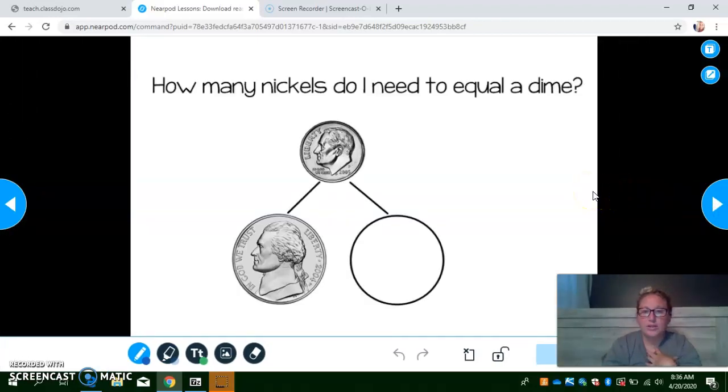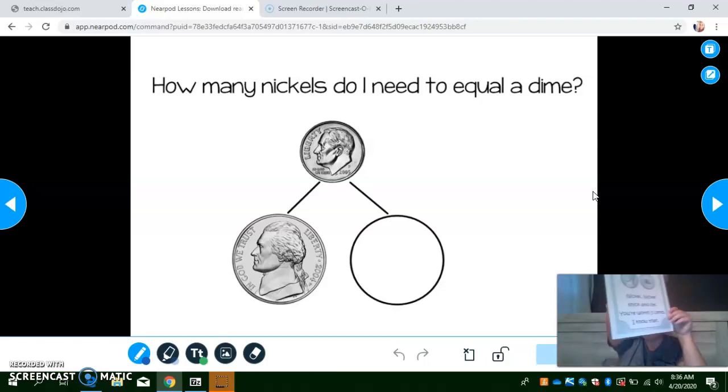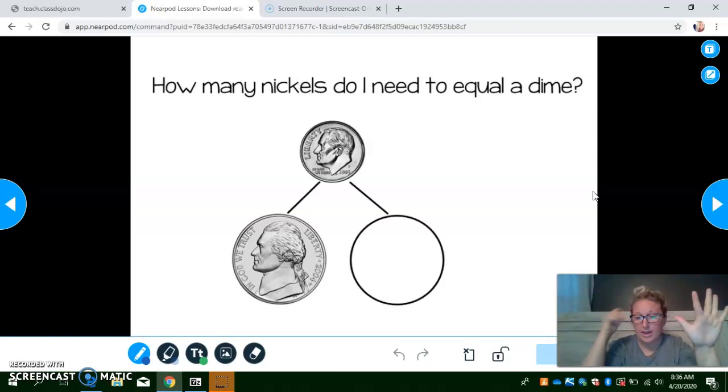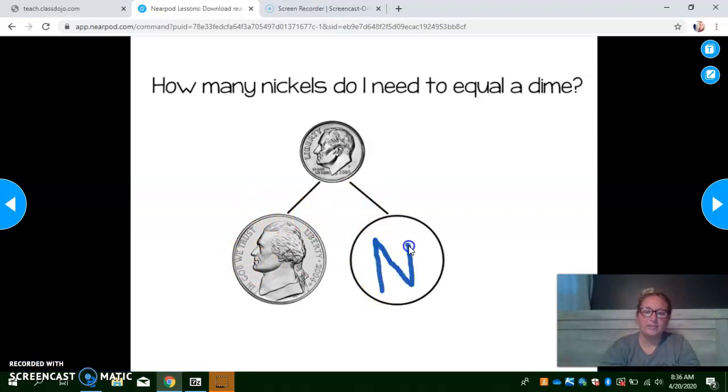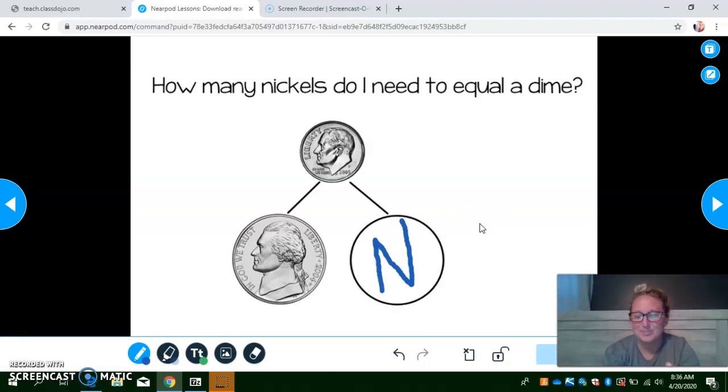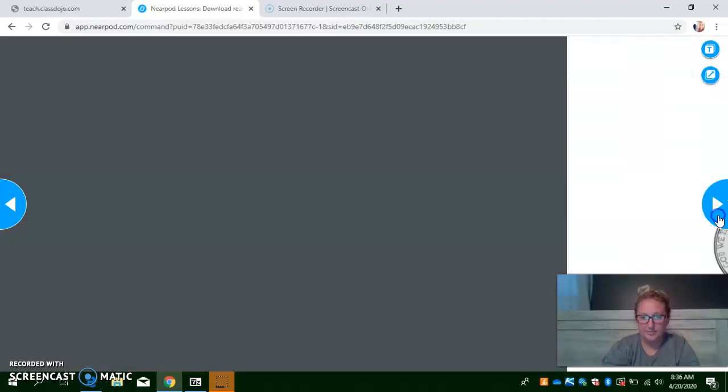How many nickels do I need to equal 1 dime? Okay, going back. A dime is worth 10 cents. And a nickel is worth 5 cents. We know from our daily doubles, 5 plus 5 is 10. Remember, this is my cheat way to represent a nickel or coins, is putting just the beginning letter. So we need 2 nickels to make 1 dime. 5 plus 5 equals 10.